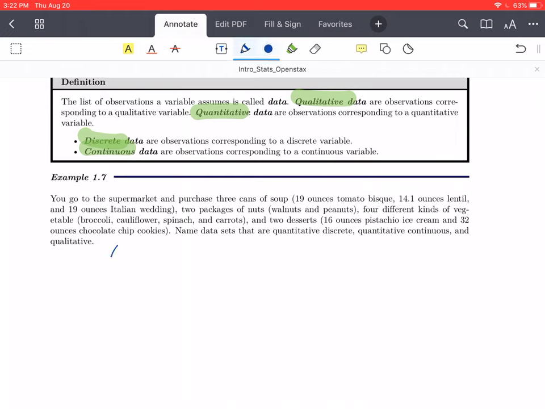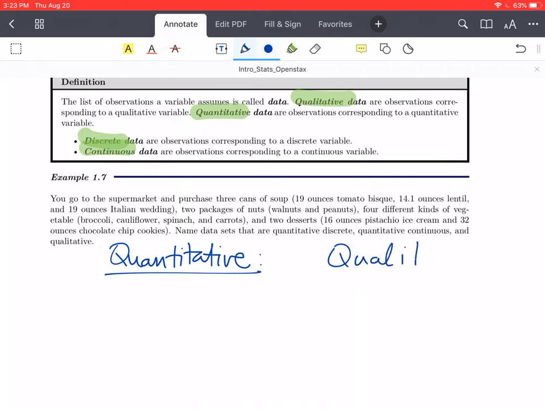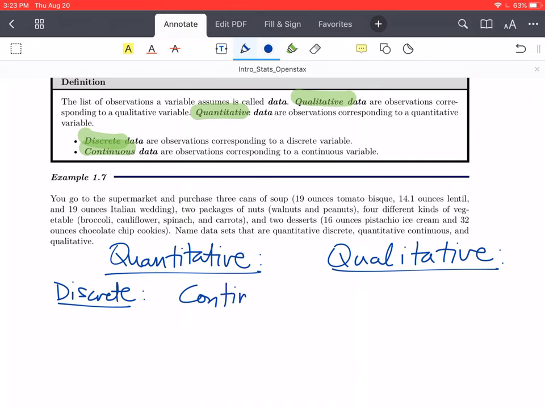So let me break this down here. So quantitative and qualitative. And then discrete and continuous.